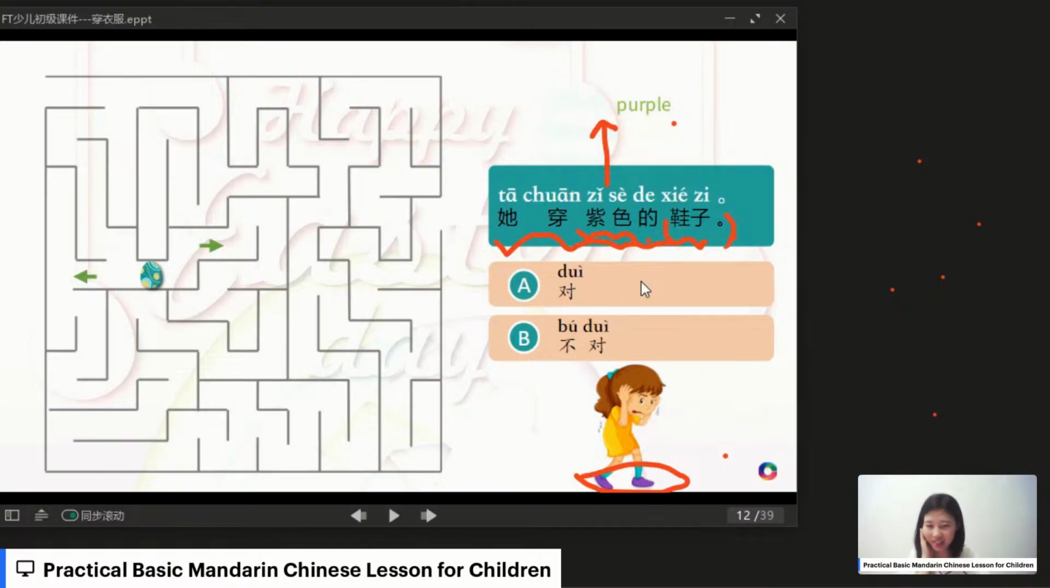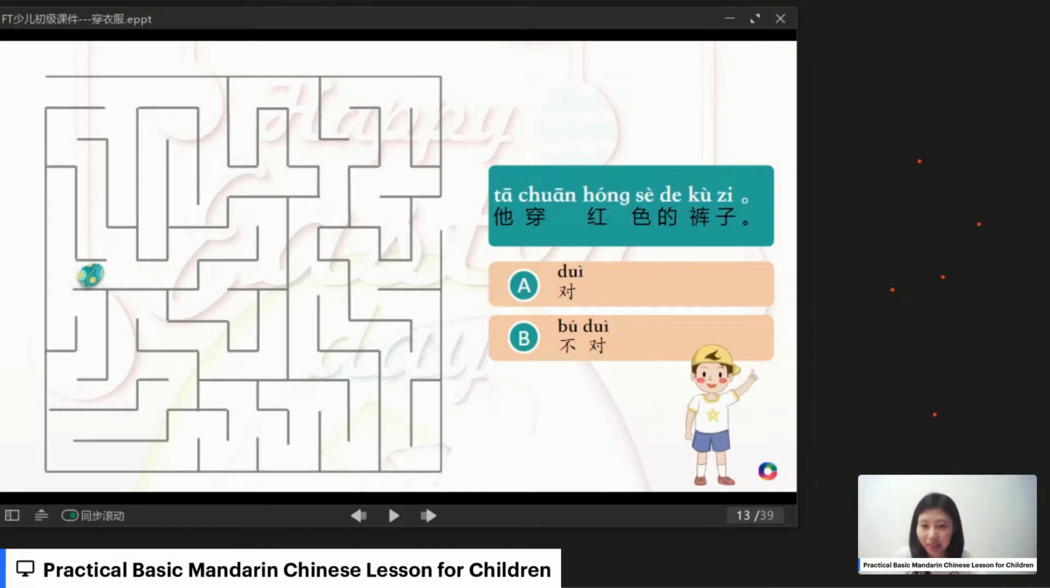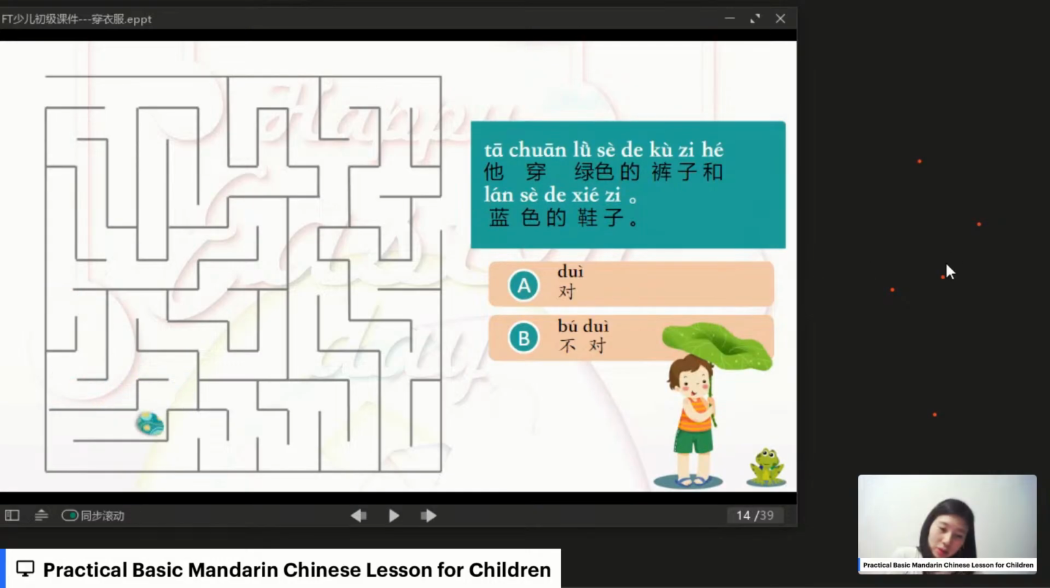Okay, by the way, purple is my favorite color. 我很喜欢紫色. 我喜欢紫色. Okay, so yeah, but 我没有紫色的鞋子. Okay, I don't have like the purple shoes. But here, the answer that would be correct, right? 他穿紫色的鞋子. Okay. Yeah, so the next one.